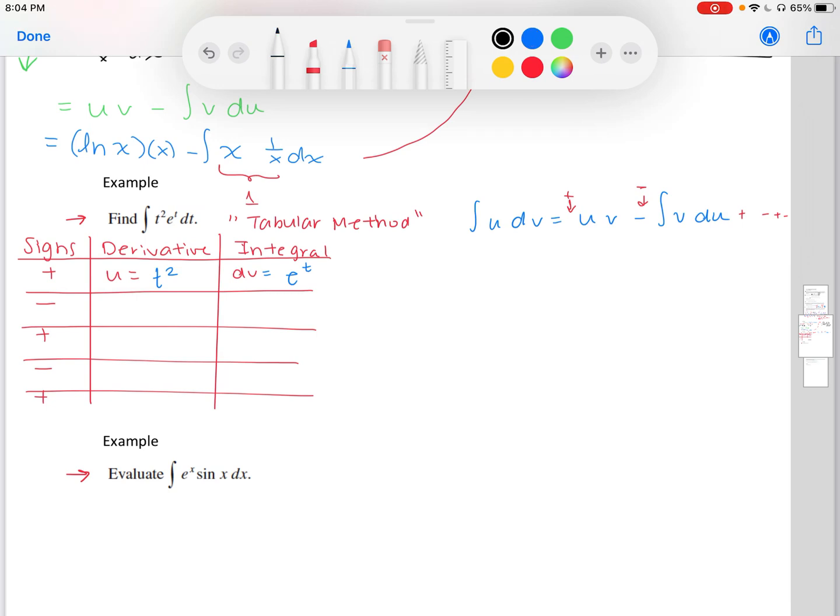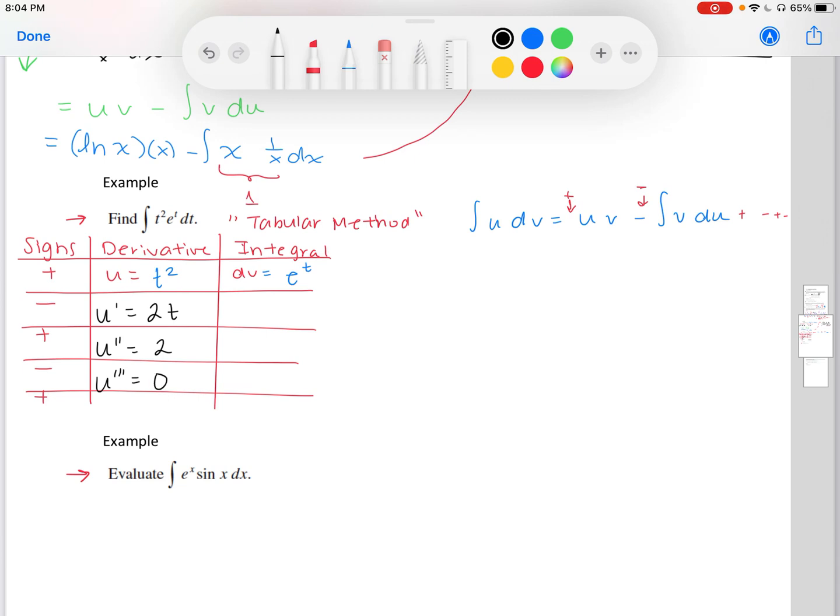Let's go ahead and take it column by column. So let's work with the derivatives. Our first one we have u. Our derivative, u prime, is going to be 2t. Our second derivative, u double prime, is going to be 2. And our third derivative, the derivative of a constant, is 0.